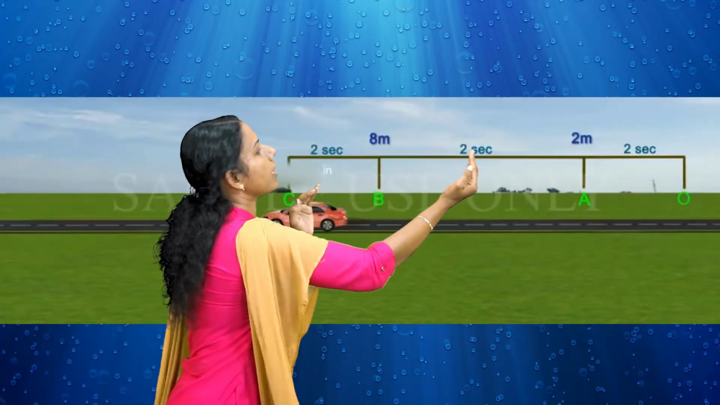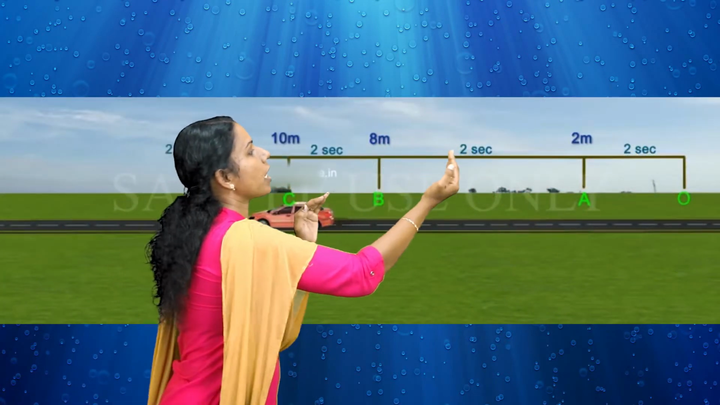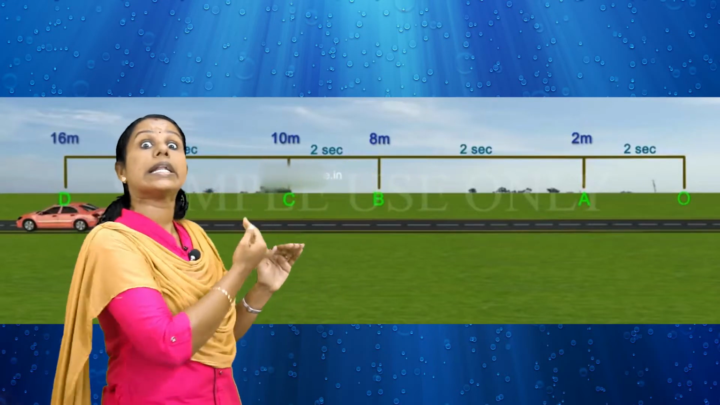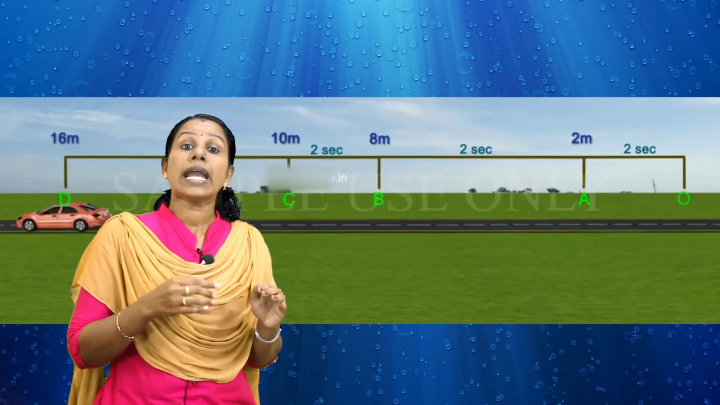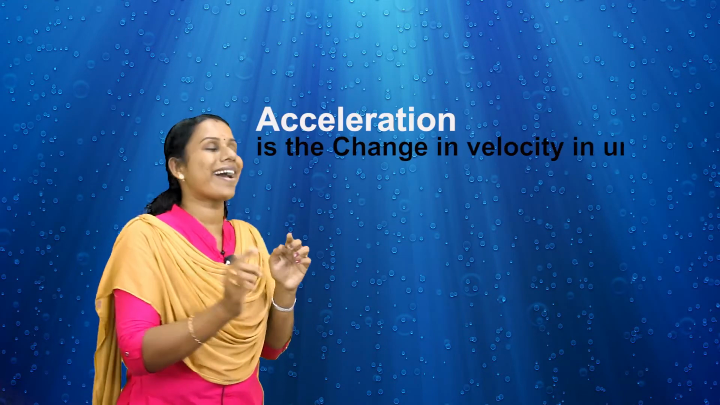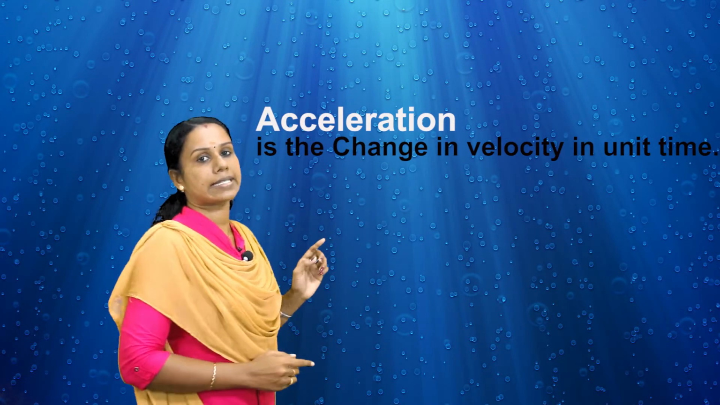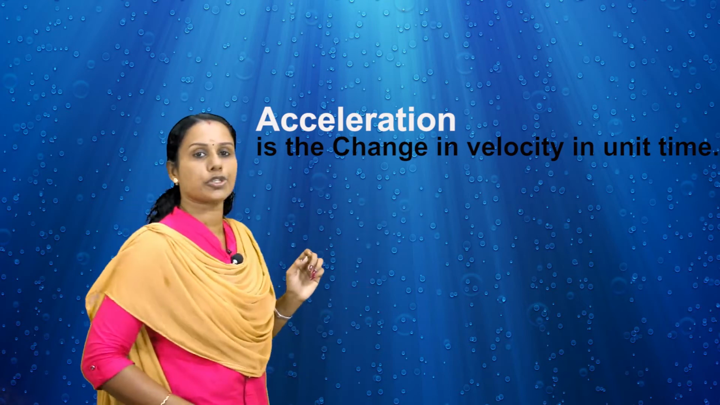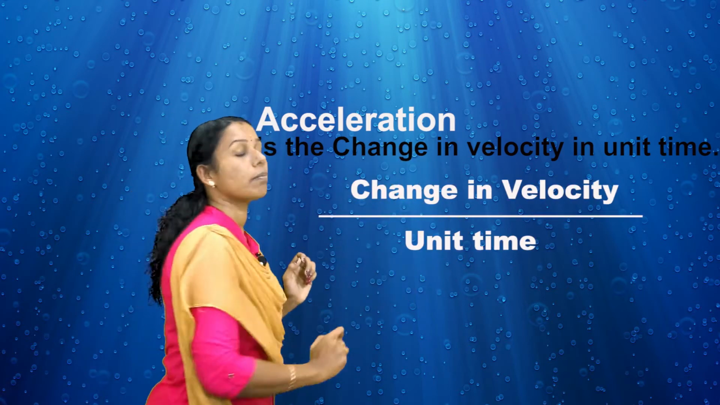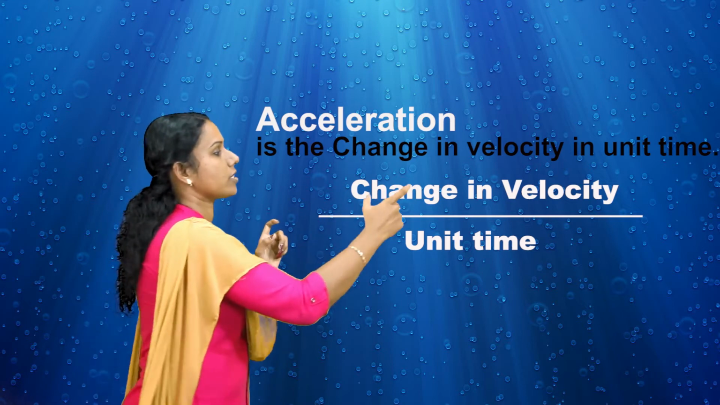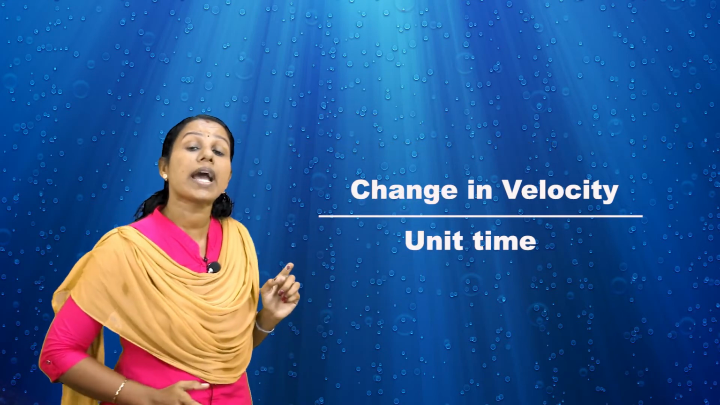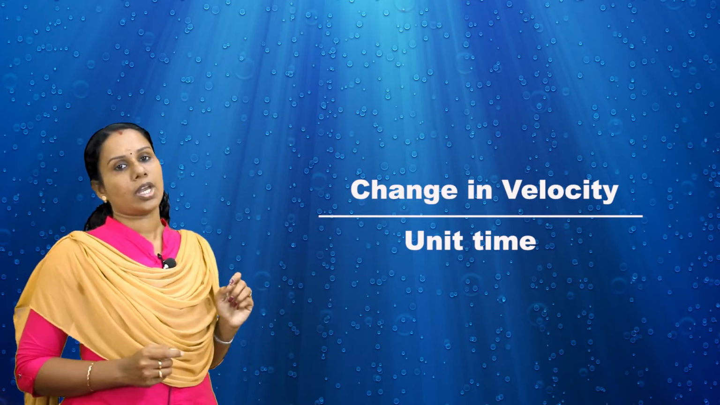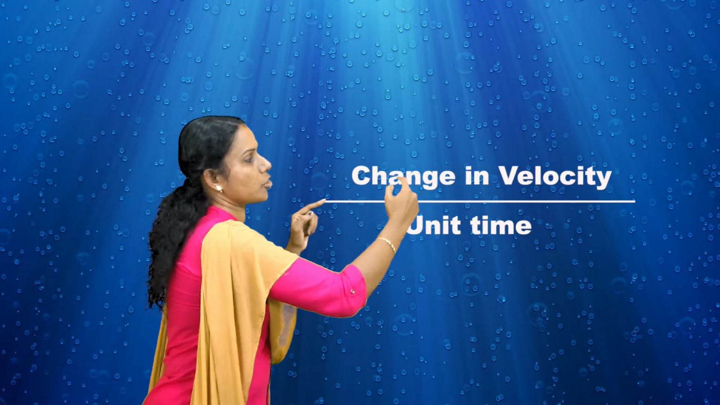See, here the speed is changing with time. Sometimes the speed increases, some other time it decreases. And the change in speed in unit time is measured as acceleration. So acceleration is equal to change in velocity divided by time. The equation for acceleration is given here.